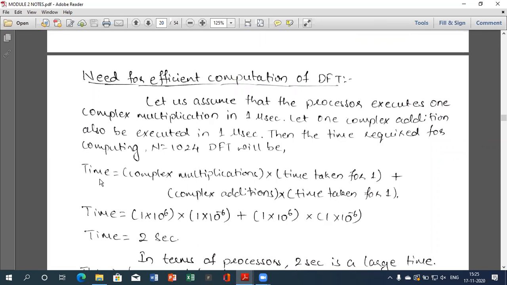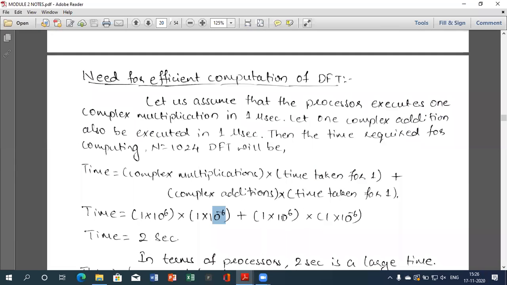Then what will be the time required for computing a 1024-point DFT? Here it is the number of complex multiplications times the time taken for one complex multiplication, plus the number of complex additions times the time taken for one complex addition. For 1024-point DFT, we need 10 raised to 6 complex multiplications, and the time taken for one is 1 microsecond, that is 10 raised to minus 6.